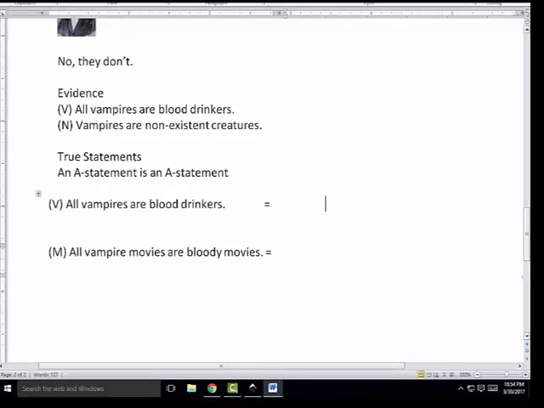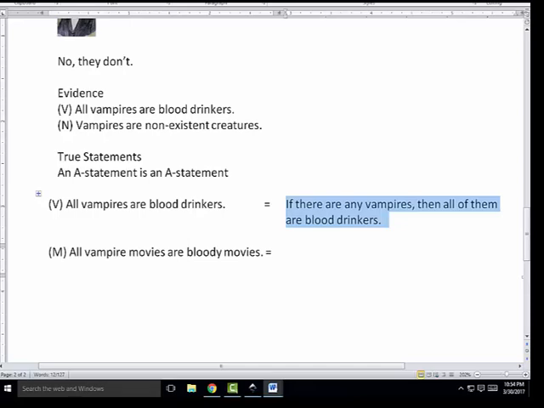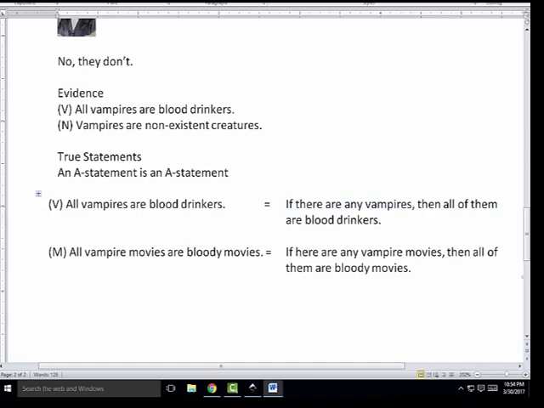They equate V with the statement, if there are any vampires, then all of them are blood drinkers. And they also equate M with, if there are any vampire movies, then all of them are bloody movies. According to the Boolean, we can explain why it seemed natural to say that M implied that vampire movies existed. It's just that everybody knows vampire movies do exist. So when a statement like M is involved in any sort of situation or question, we assume that that knowledge is part of the equation.